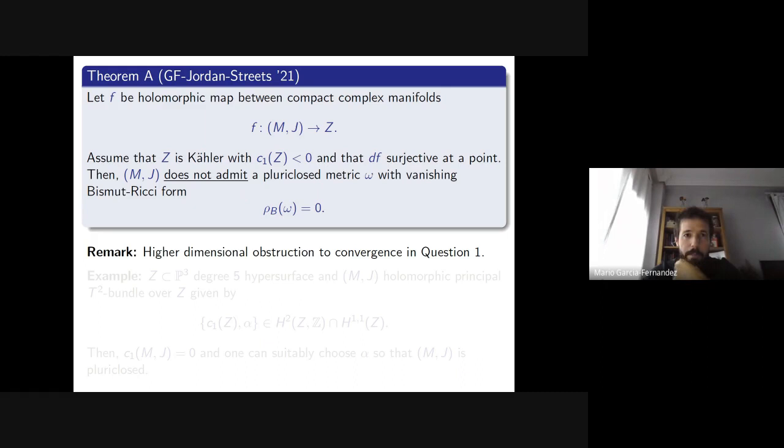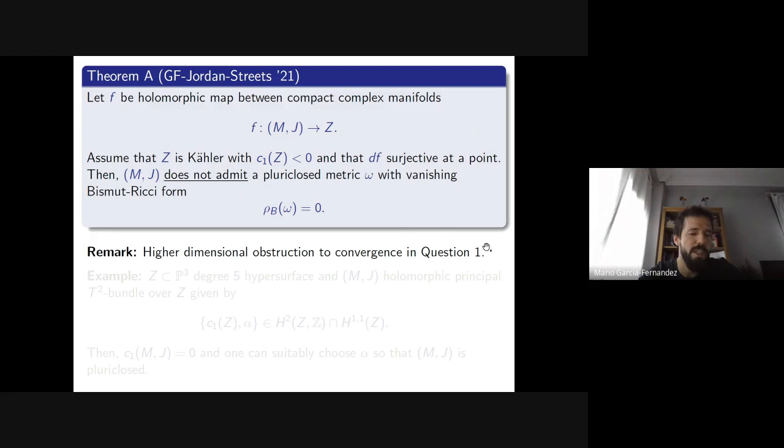So the first theorem I wanted to comment on is an obstruction for having pluriclosed metrics with vanishing Bismut-Ricci form. Let me go for details, and then I comment on the consequences for these three questions that I posed. So let F be a holomorphic map between compact complex manifolds from M to Z. Assume that Z is Kähler, has negative first Chern class, and assume that the differential of F is surjective at a point, then M does not admit any pluriclosed metric with vanishing Bismut-Ricci form. So this gives a higher dimensional obstruction to convergence in question one.